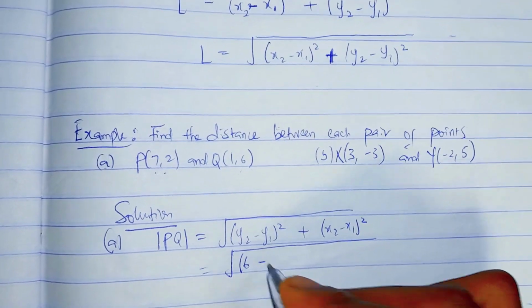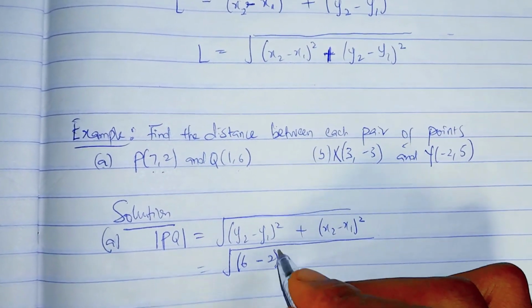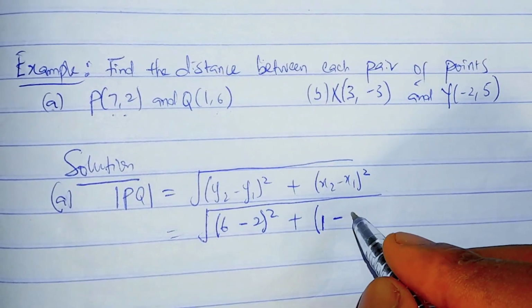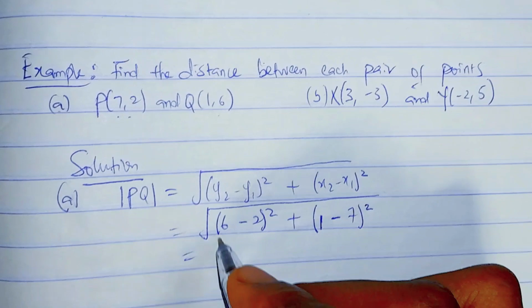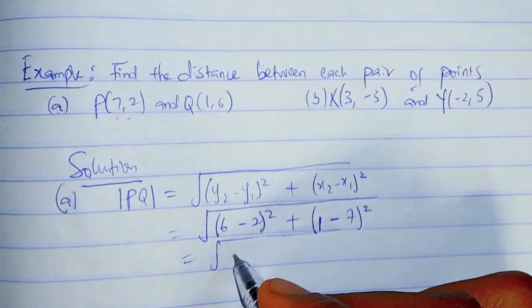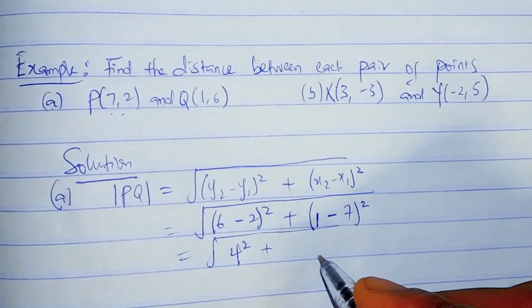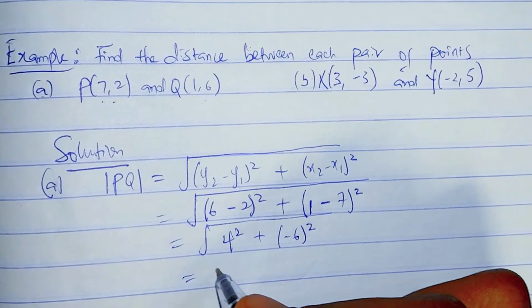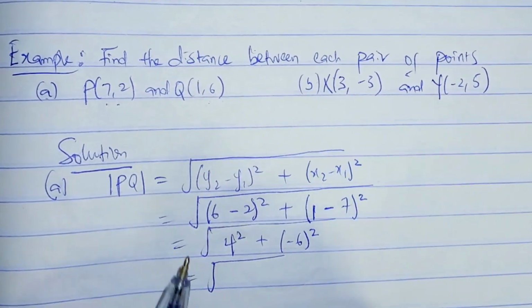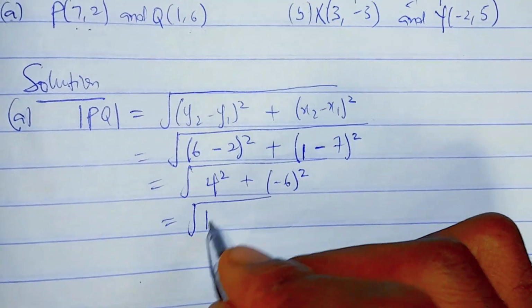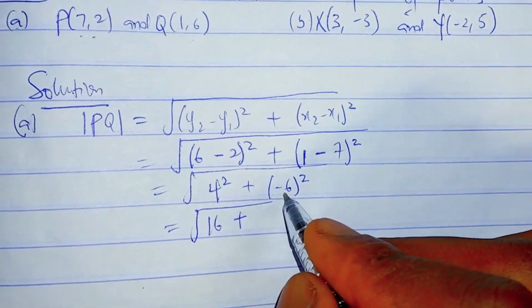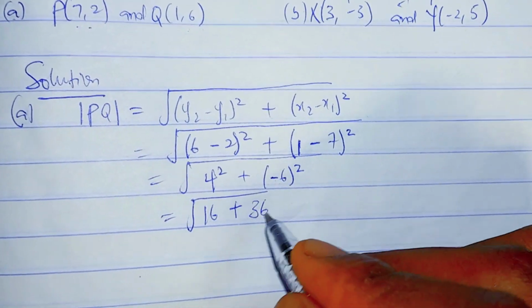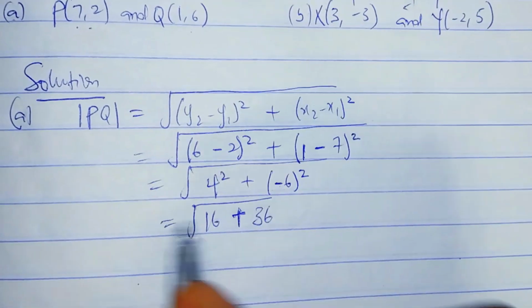What's my y2? y2 is 6 minus y1, y1 is 2, all squared, plus x2, which is 1, minus x1, which is 7, all squared. So that becomes 6 minus 2, 4 squared, plus 1 minus 7, minus 6 squared. So that becomes the square root of 4 squared, which gives us 16. So I have 16 plus minus 6 all squared, as though saying minus 6 times minus 6. That's plus 36. So this sign still works for us.